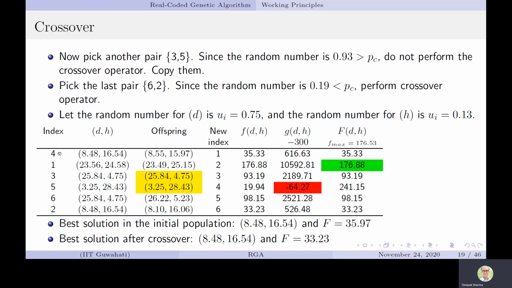We remember that we performed the crossover between 4 and 1. So look at column number 1. Diameter and height are given for the offspring generated as we discussed in the previous slide. We give them new indices 1 and 2. Fitness values are given, and the constraint value is given. Both of them are feasible. The fitness value we generally calculate after finding Fmax, so we will discuss the last column later.